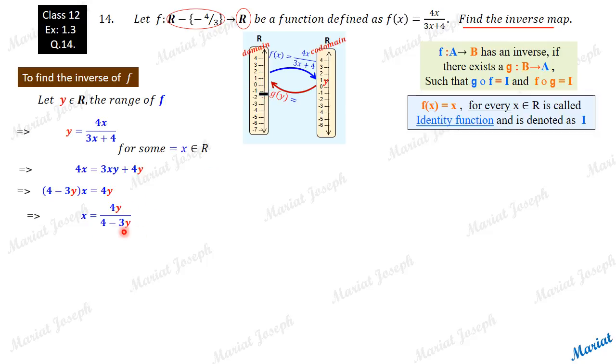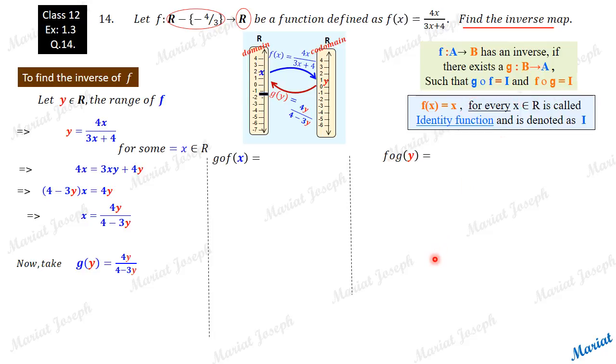Now let's take this rule as the g function. Take this as the g function defined from codomain to domain. That doesn't mean that this has become the inverse. We need to cross check. We need to prove that this g satisfies these two conditions. So using this g, let us calculate GOF and FOG. Let's see whether they come out as identity functions.